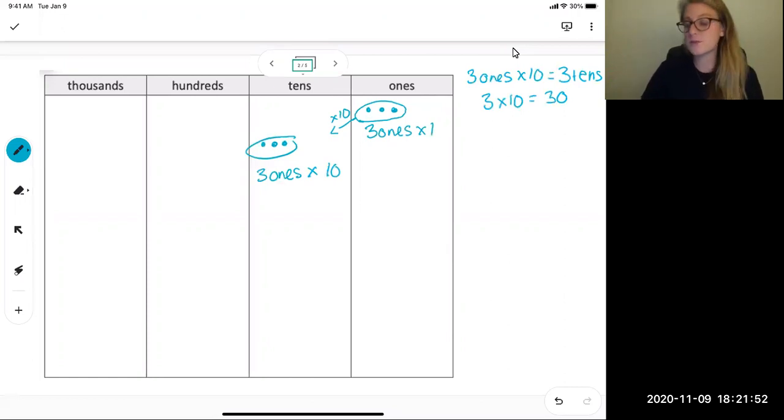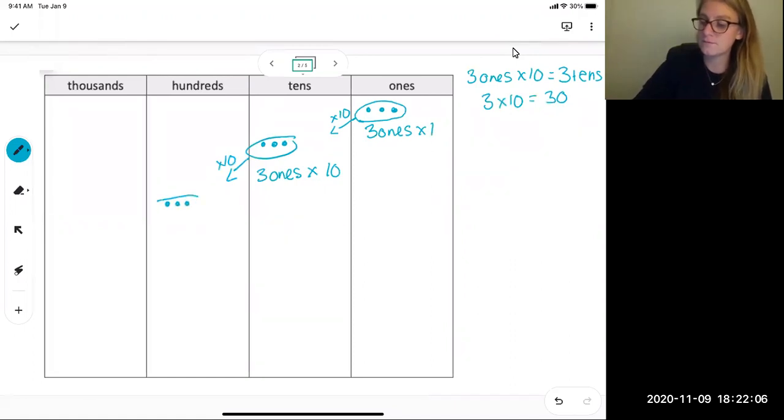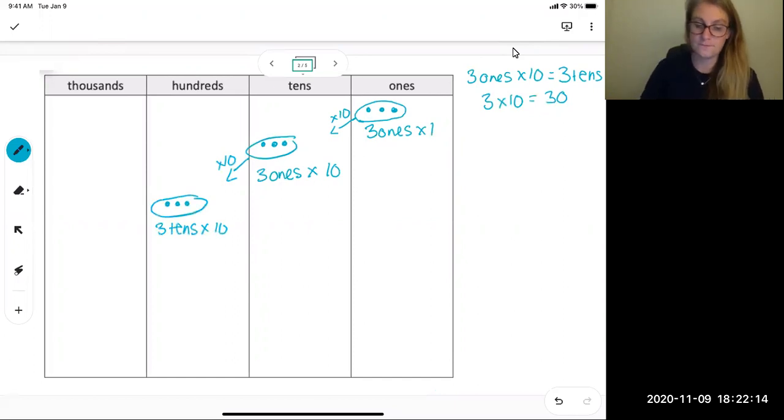Okay, so if I wanted to multiply my 3 tens by 10, I'm just going to do the same thing and move it one place higher, which gives us 3 tens times 10. Another way we could write this is 3 ones times 10 times 10. That gives us 3 hundreds.